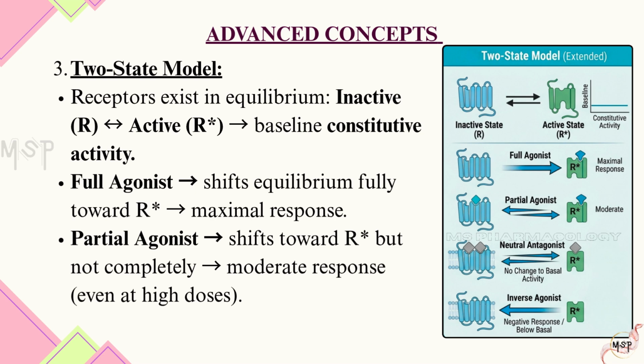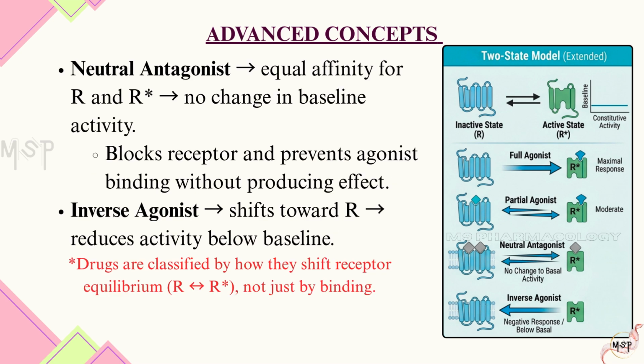A partial agonist is more subtle. It shifts the balance toward R star more than the baseline does, but it never fully pushes the receptor into that active state. No matter how much of the drug you give, it only produces a moderate response. A neutral antagonist is unique because it has equal affinity for both R and R star.